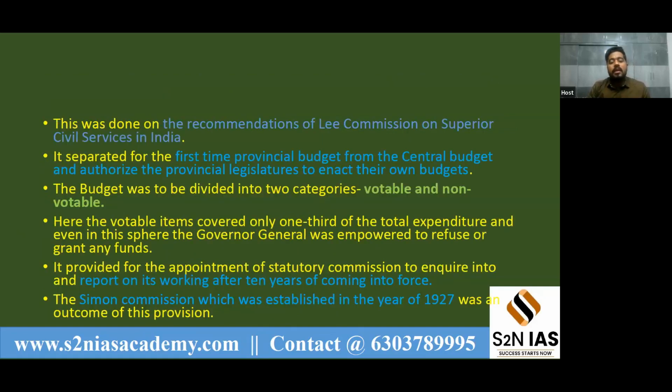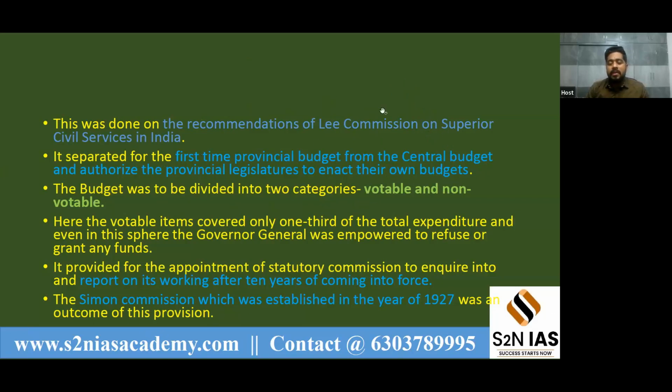This was done on the recommendations of the Lee Commission on Superior Civil Services in India. Yes, the process of recruitment of civil services was done in the name of the Lee Commission. The term Lee Commission is very, very important for the MCQs in modern history. It separated for the first time the provincial budget from the central budget and authorized the provincial legislatures to enact their own budget. Very, very important.